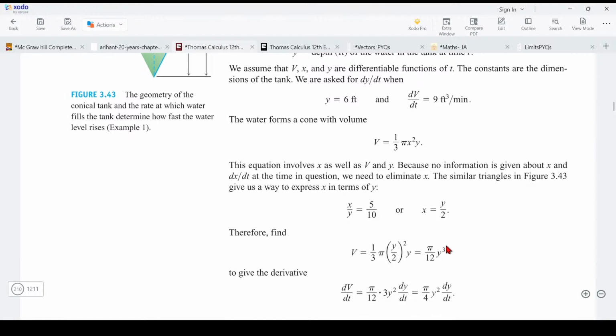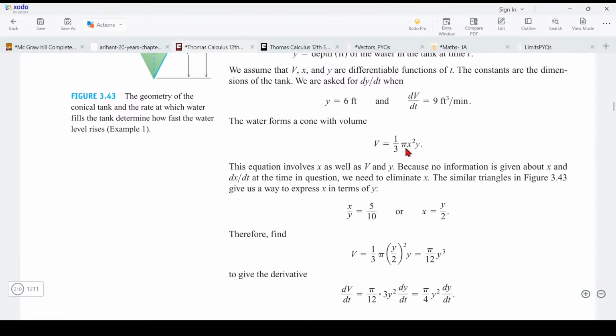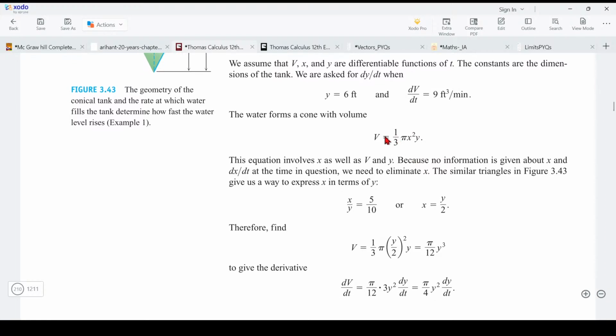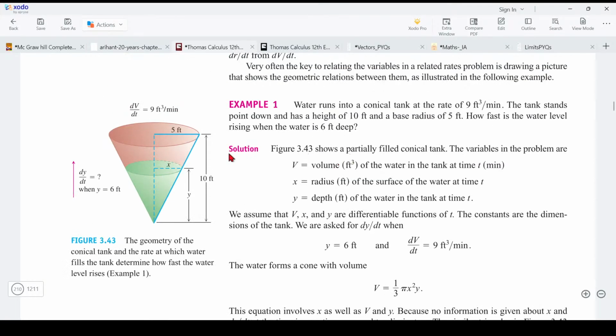Okay, agreed. Y is 2x or x is y by 2. Both are same, right? Yes, sir. Then we are expressing this volume entirely in terms of x or in terms of y. That's how we'll get dv by dy. What is the goal here? We want to express volume in terms of either y or x.